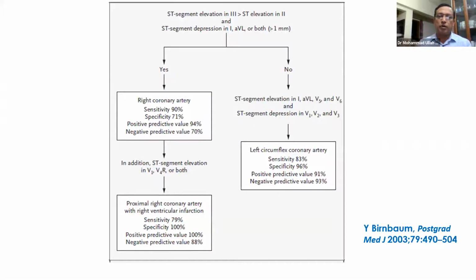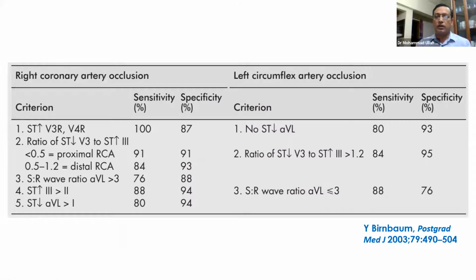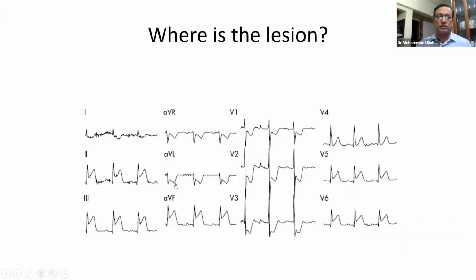There are many other ways, many flow charts for detection of the culprit artery. One I have already mentioned: if the ST elevation in 3 is more than 2, and ST segment depression in 1 and aVL or both, and the ratio is more than 1 millimeter, if these two things are yes, most likely it is a right coronary artery lesion. And if there is ST segment elevation in V1 or V4R, it will be a proximal right coronary artery lesion. If this is absent, it will be a distal right coronary artery lesion. And if these things are absent, most likely the lesion is in the left circumflex artery. And there are relatively good sensitivity and specificity for all these criteria.